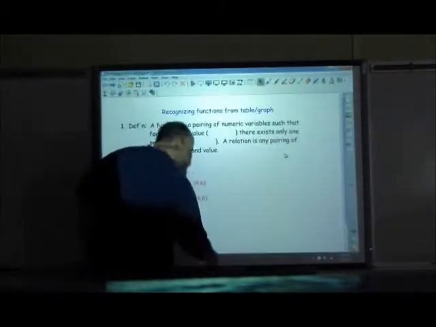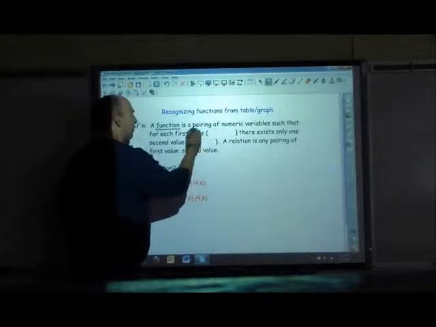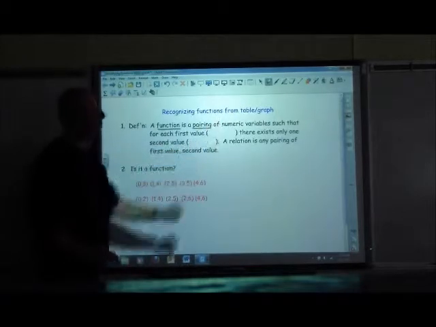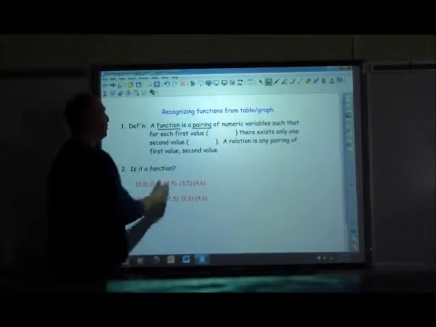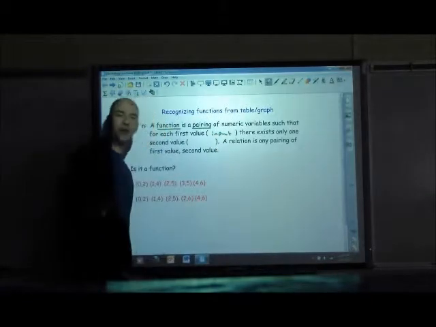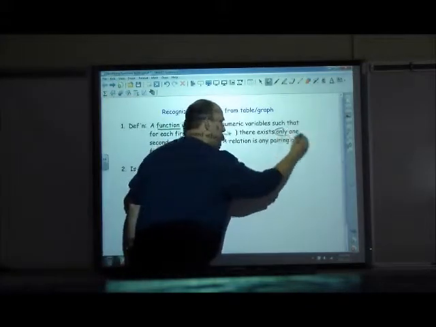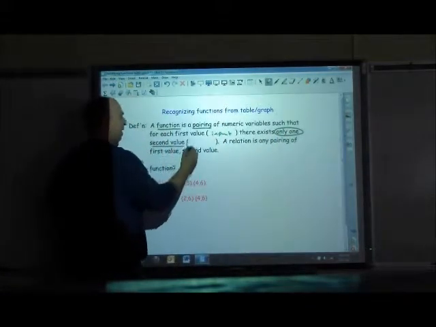So to review, a function is when you have a pairing of numeric variables such that for each first value, which is called an input, and here's what's very important, there exists only one second value. Only one second value, and that's called an output.